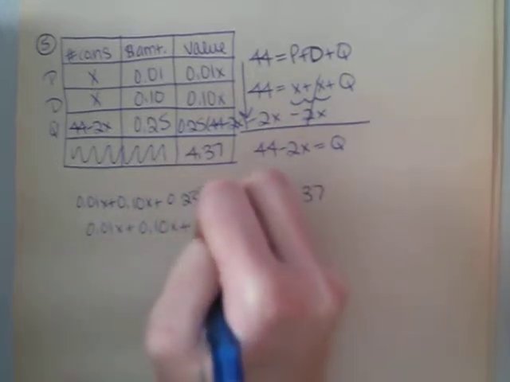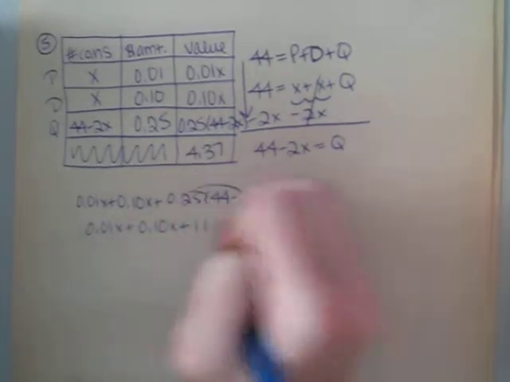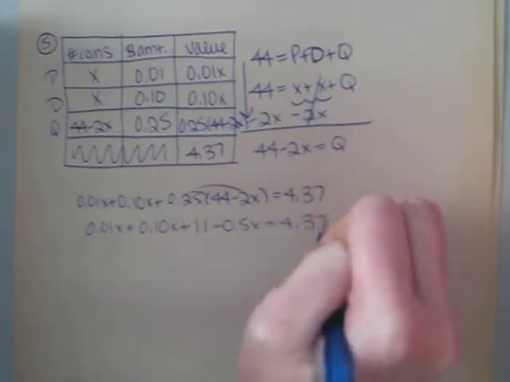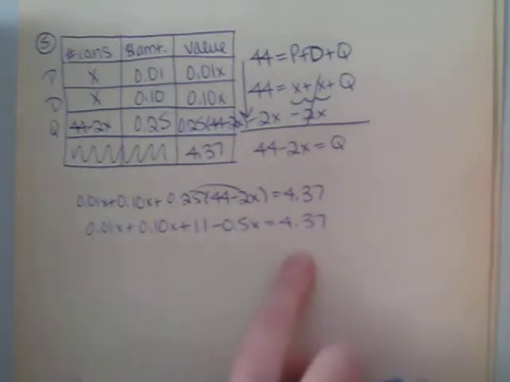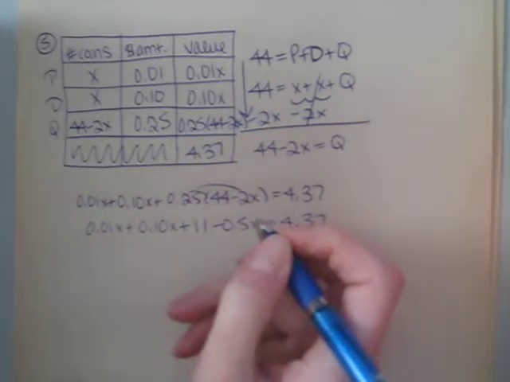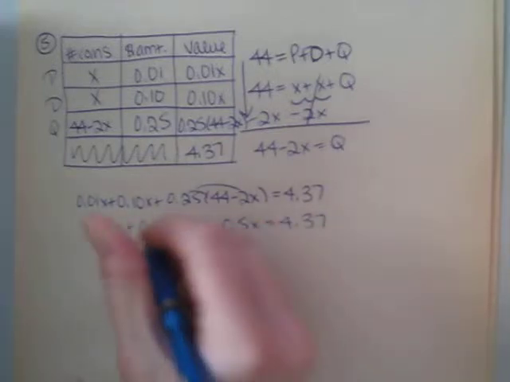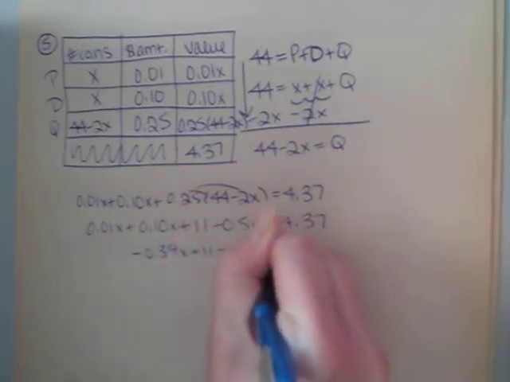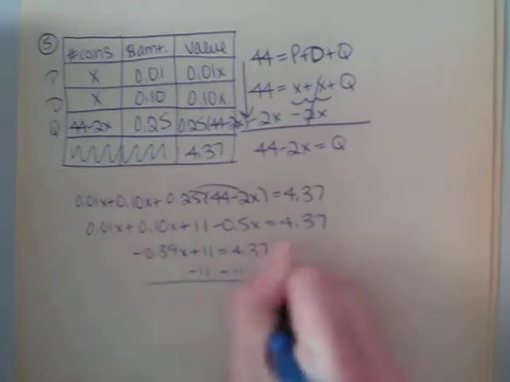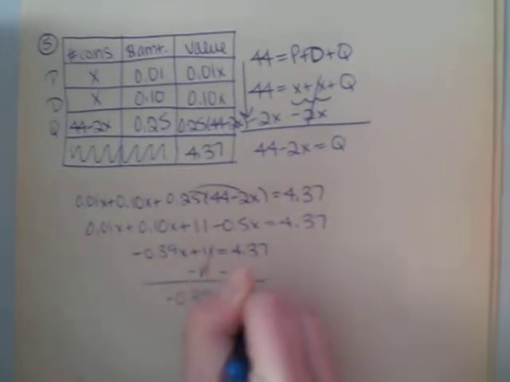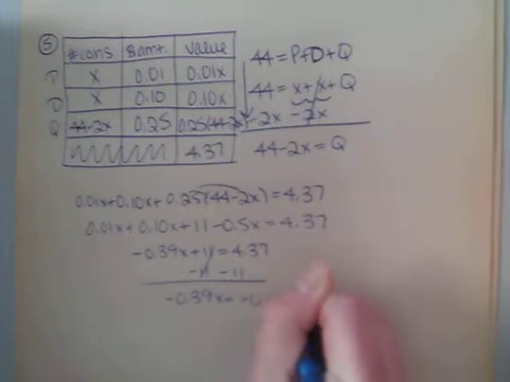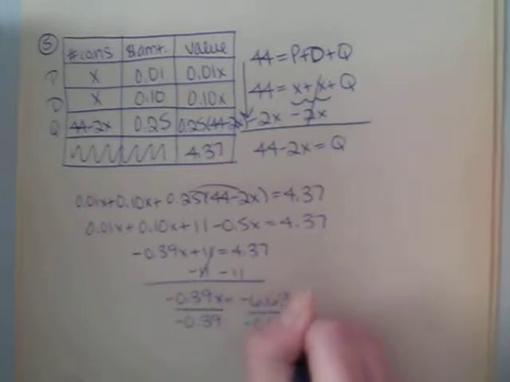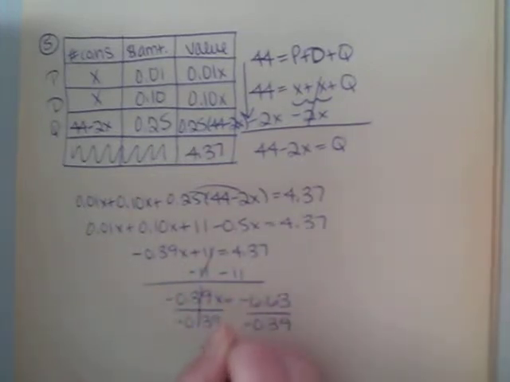0.25 times 44, I typed that in my calculator, it's 11. 0.25 times negative 2x is negative 0.5x. We write everything else. Combine like terms: 0.01 plus 0.10 minus 0.5 is negative 0.39x, plus 11 equals 4.37 minus 11. Negative 0.39x equals negative 6.63. Divide both sides by negative 0.39, and we get our answer as x equals 17.